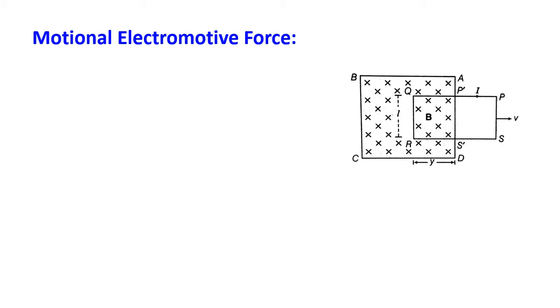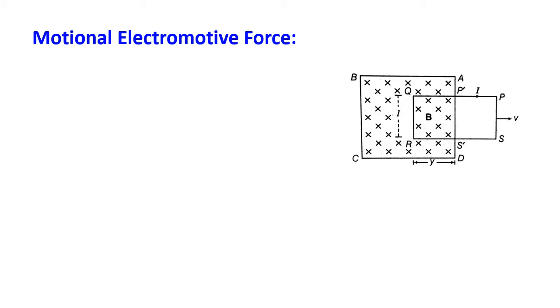So to analyze this one, just consider one diagram. Before analyzing the diagram, what is the topic actually? It is clearly in the heading: motional. If something is moving, then electromotive force will develop. That means if a conductor is moving in a magnetic field, definitely there is an electromotive force in the conductor.